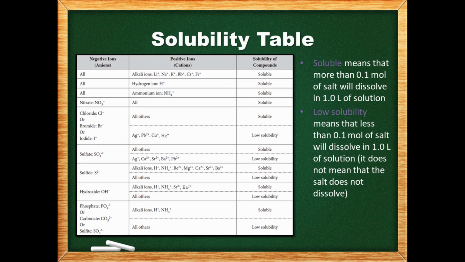This is one example of a solubility table. The term soluble means that more than 0.1 mole of salt will dissolve in 1 liter of solution. Low solubility does not mean that the salt does not dissolve. It just means that less than 0.1 mole of salt will dissolve in 1 liter of solution. Salts with alkali ions, ammonium, or nitrate are soluble. Acids are also soluble. Salts with halides or sulfate are usually soluble except for some important exceptions. Salts containing sulfide, hydroxide, phosphate, carbonate, or sulfite usually have a low solubility except for some exceptions.